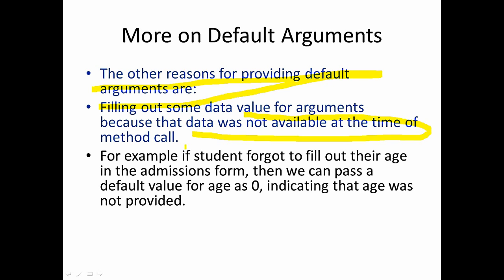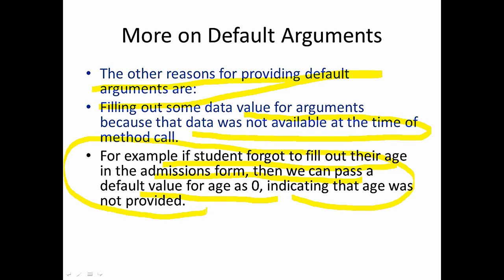So example of that is when data is not available. For example, if a student forgot to fill out their age in the admissions form, then we can pass a default value of age as 0, indicating that age was not provided, and we'll make use of that 0 age later on as an indication that age was forgotten, not provided.